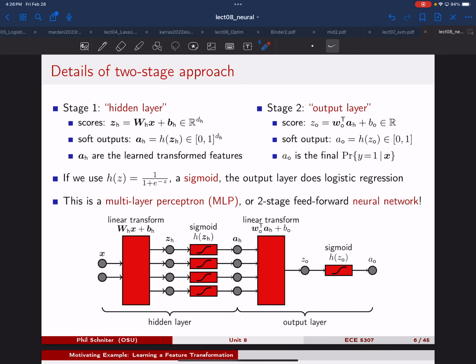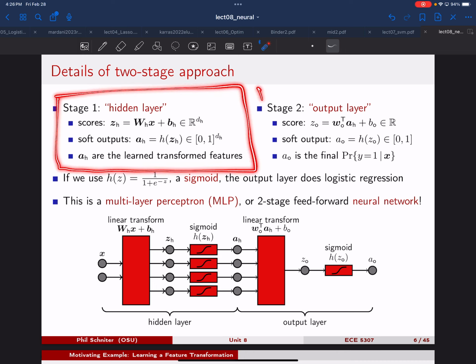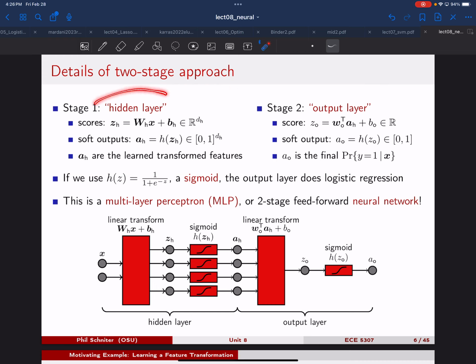So here's another way to view the block diagram of our system. Here we have the first stage and the second stage. The first stage, which we refer to as the hidden layer, is a form of binary classification. We know that binary classification itself has two stages. In the first stage, we compute some linear scores, Z, using weights, features, and biases. Then we put those real numbers through our logistic sigmoid to get numbers between 0 and 1. Those are the soft outputs.